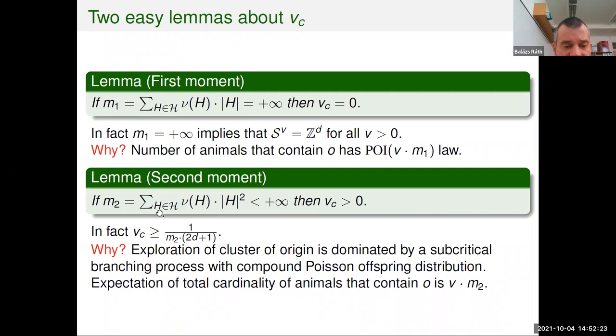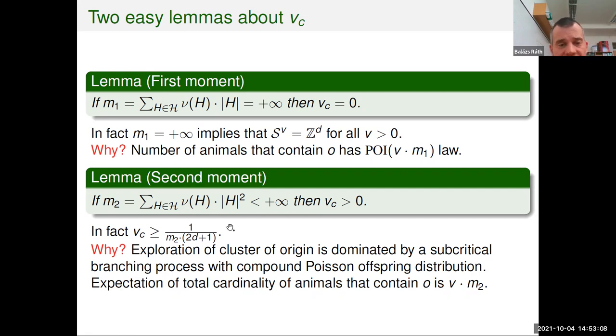And one more word on why the second moment comes up: it's size biasing, because you have to look at the expectation of the total cardinality of animals that contain the origin. We can see that the expected number of animals that contain the origin has to do with the first moment of our measure, but the expected total cardinality of animals that contain the origin is already related to the second moment. So I don't want to talk more about this second moment lemma because I consider it trivial. You can check our paper for the proof of it.